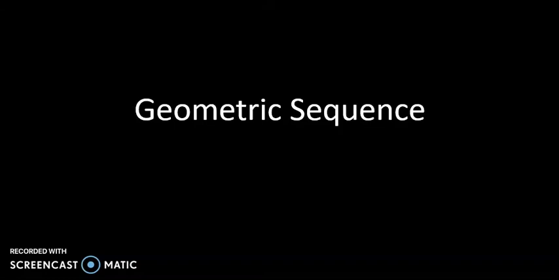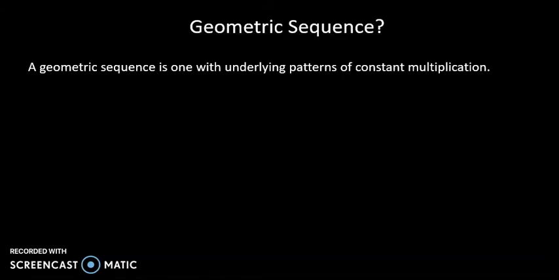Today's class is going to focus on geometric sequences. A geometric sequence is one with an underlying pattern of constant multiplication. A mathematical explanation would be u(n+1) = r times u(n). Let me break down this formula for you.